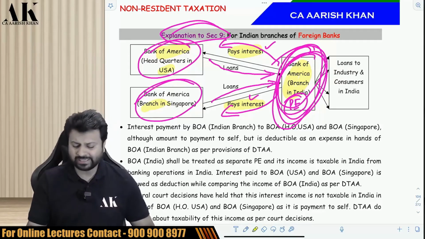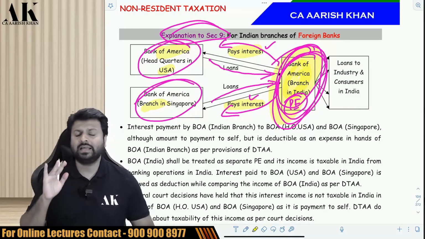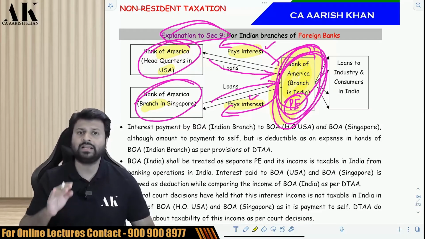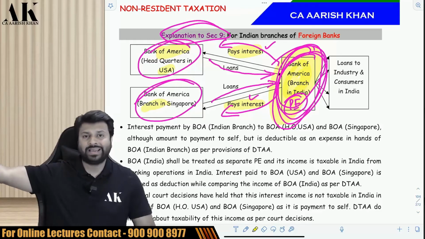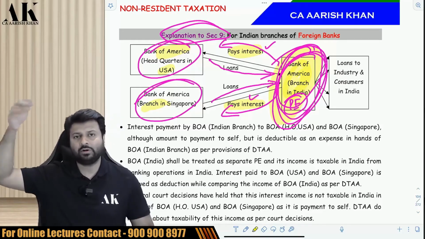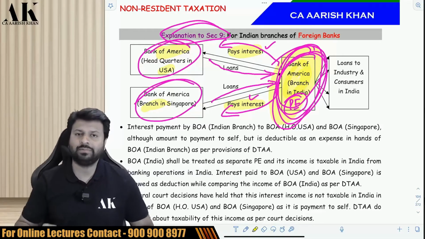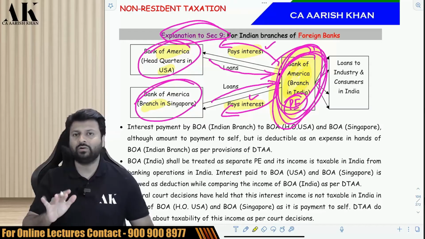So if there is any foreign company having a branch here in India, a foreign bank having a branch in India, like HSBC Bank, like Citibank, like Standard Chartered Bank, whatever interest they are paying to their head office or to any of the other branches, that interest income will be chargeable to tax in the hands of the other company, and if that is chargeable to tax in the hands of the other company, it will be liable for TDS in India. Okay, be very careful.